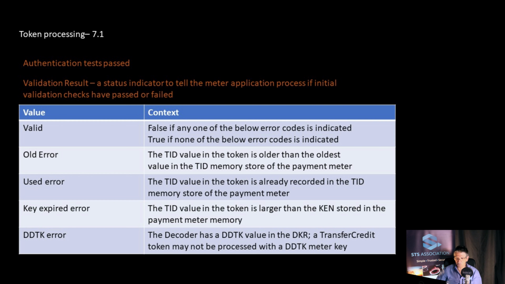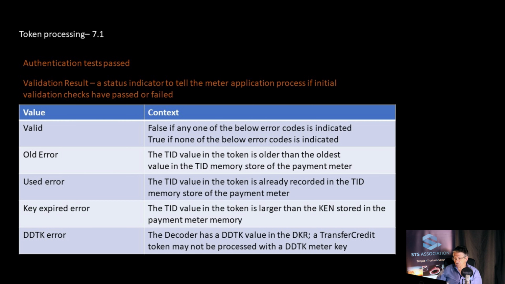The error codes could be old error, where the TID value in the token is older than the oldest value in the TID memory store of the payment meter. So the meter stores up to 50 or maybe more TID values, and if the TID value is older than the oldest one in that memory, then it's seen as old. If the TID value in the token is already recorded in the TID memory, that means the token has already been used, then it will come up as a used error.